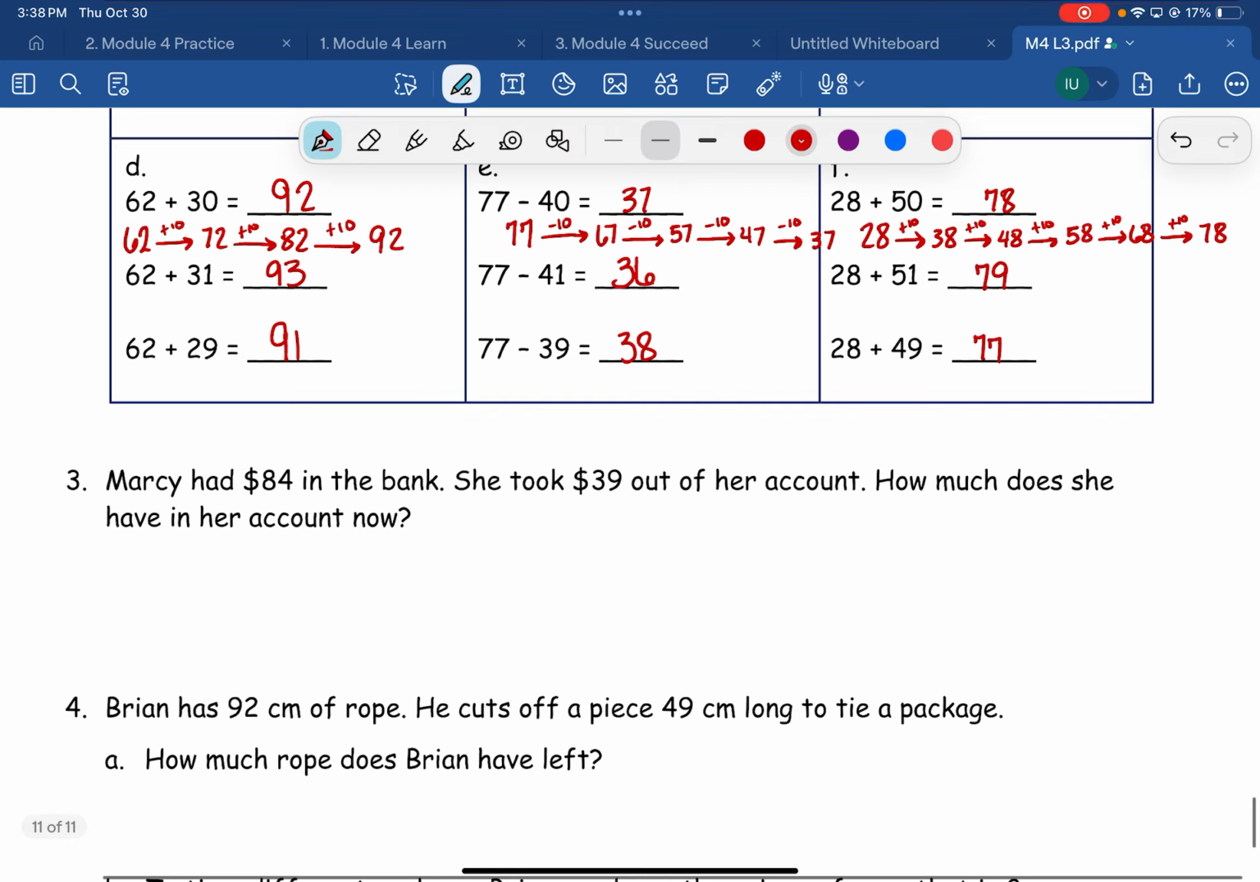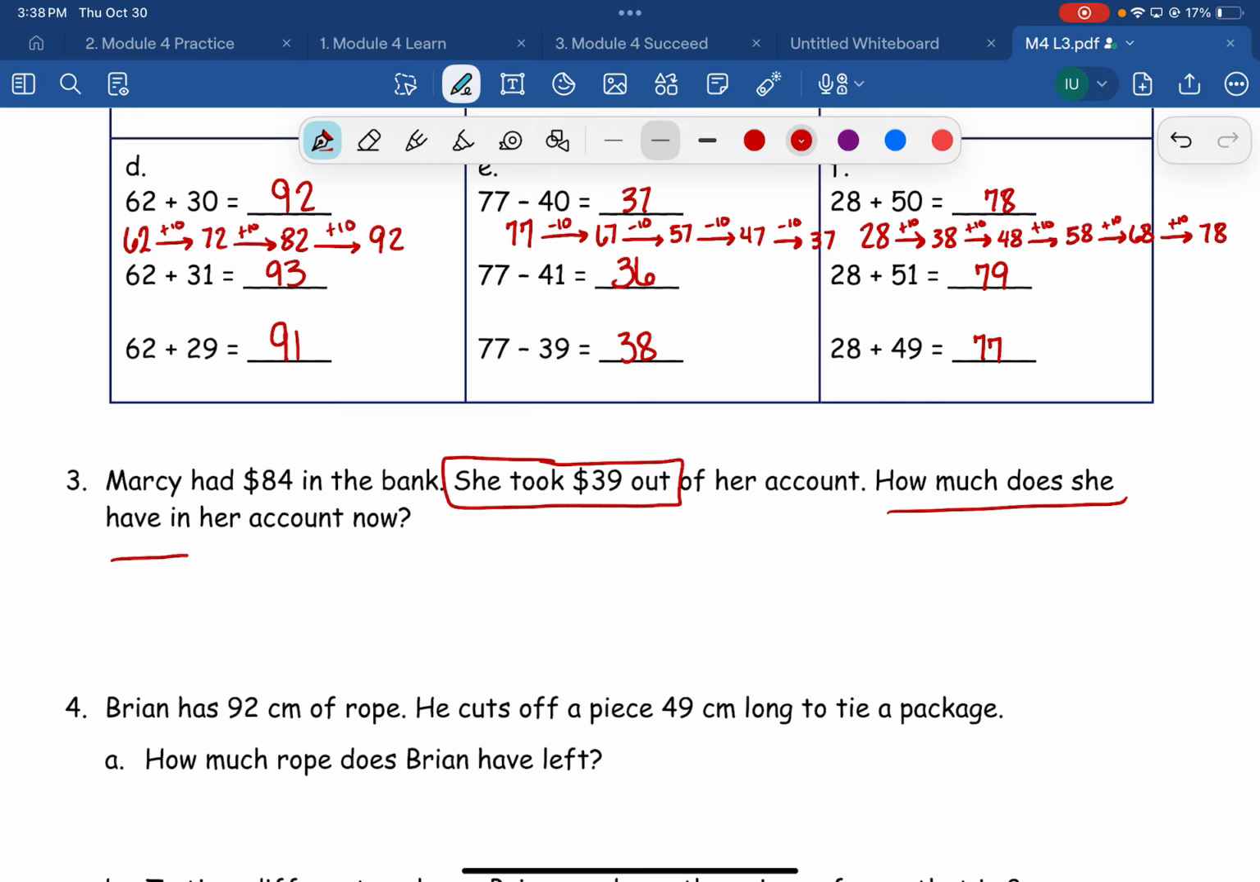Marcy had $84 in the bank. She took $39 out of her account. How much does she have in her account now? So if Marcy started with 84 and she took out 39, that means we are subtracting, okay? So we're going to do 84, and we're going to take away 3 tens 9. Okay, we're going to say it the 10 way.